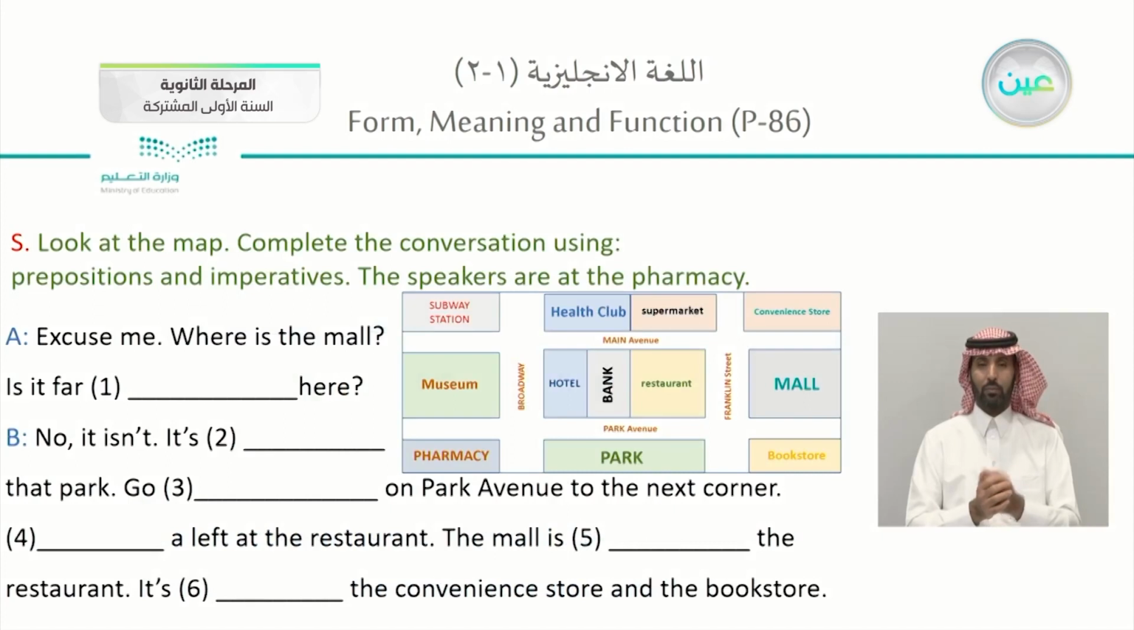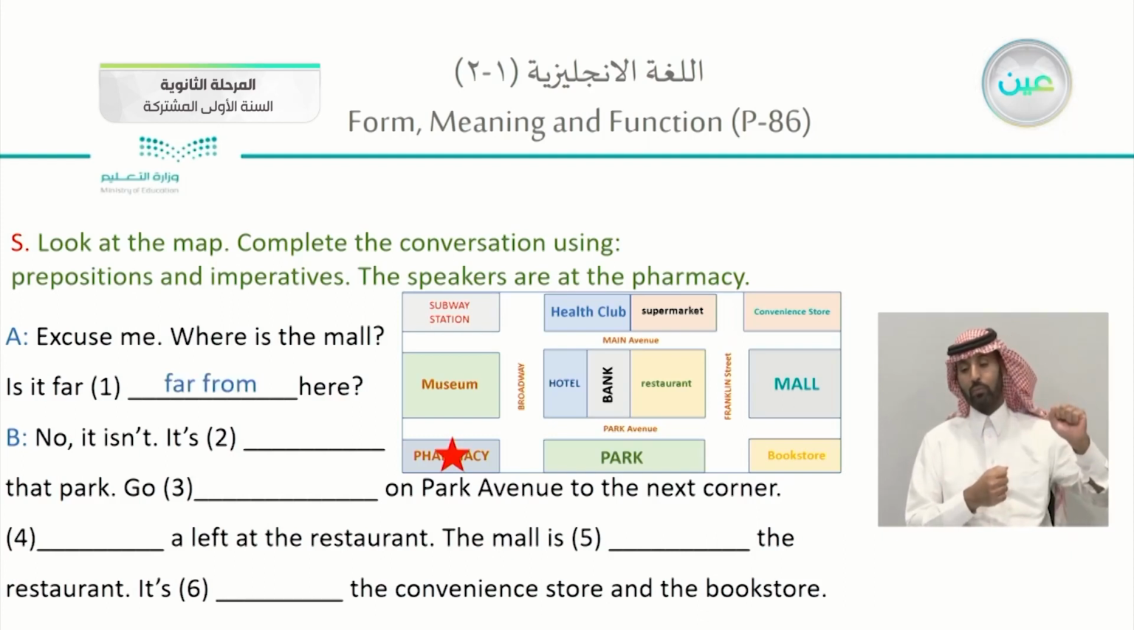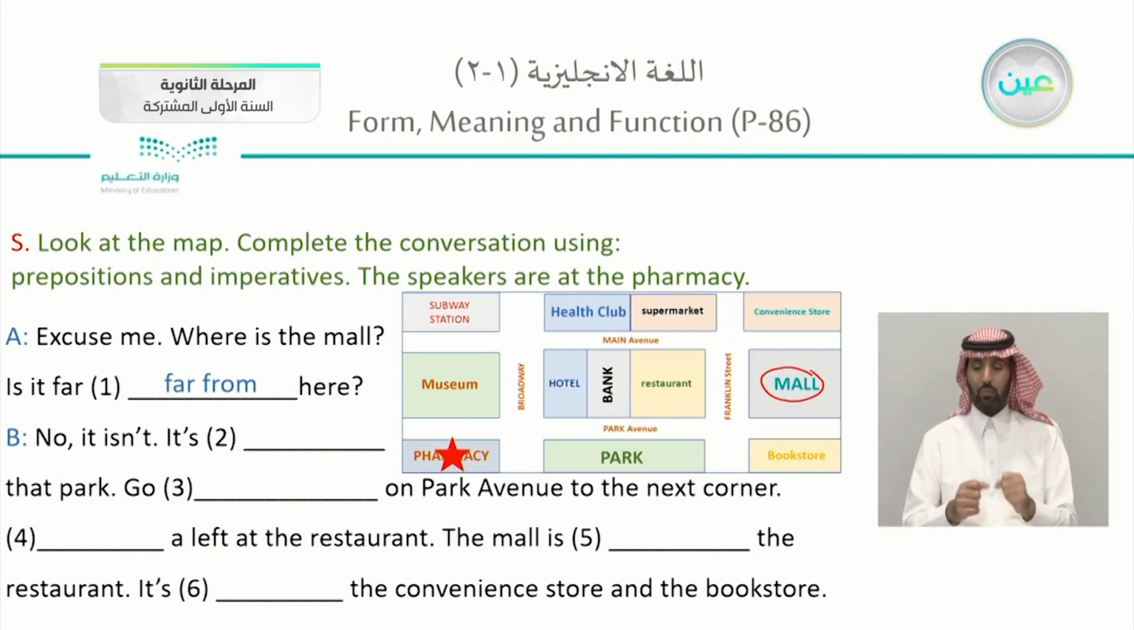Now we look at the map again and complete the conversation using the prepositions or imperatives. So, where is the mall? Is it far from here? No, it isn't. It is near the park. We're speaking here about the mall in here. It is near the park, very close to the park.